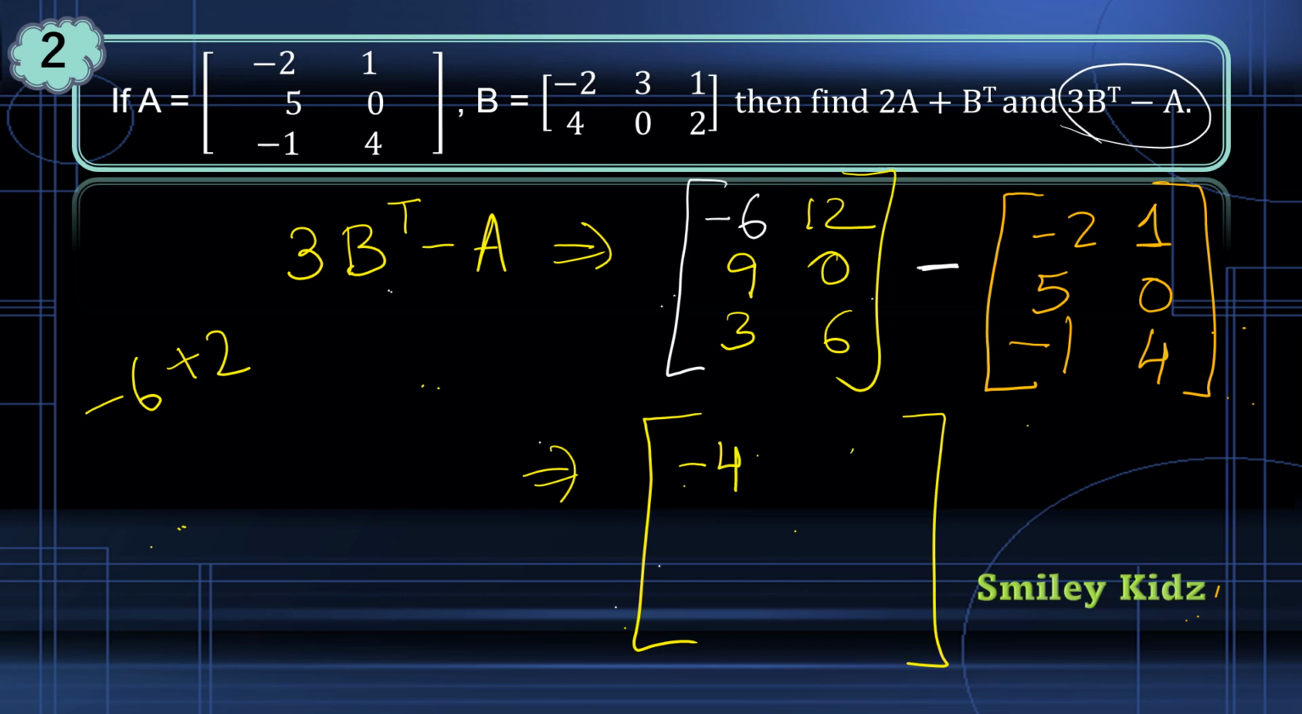Then 12 minus 1, 11. 9 minus 5, 4. 0 minus 0, 0. 3 minus of minus 1. So 3 plus 1, that is 4. 6 minus 4 is 2. Now here we got 3B transpose minus A.